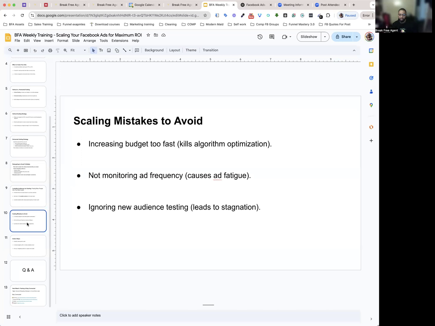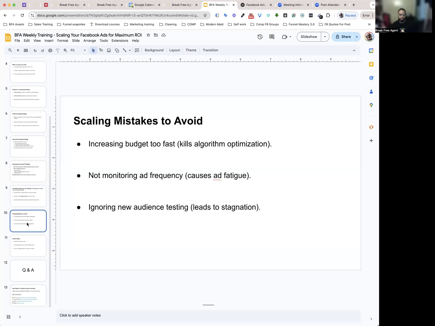We want to make sure that ad fatigue doesn't set in, because when you're doing retargeting, ad fatigue can set in quickly because the audience is so concentrated. When you're retargeting people who've already engaged, the audience size isn't usually that big. So we want to make sure that we're watching the data for that one.